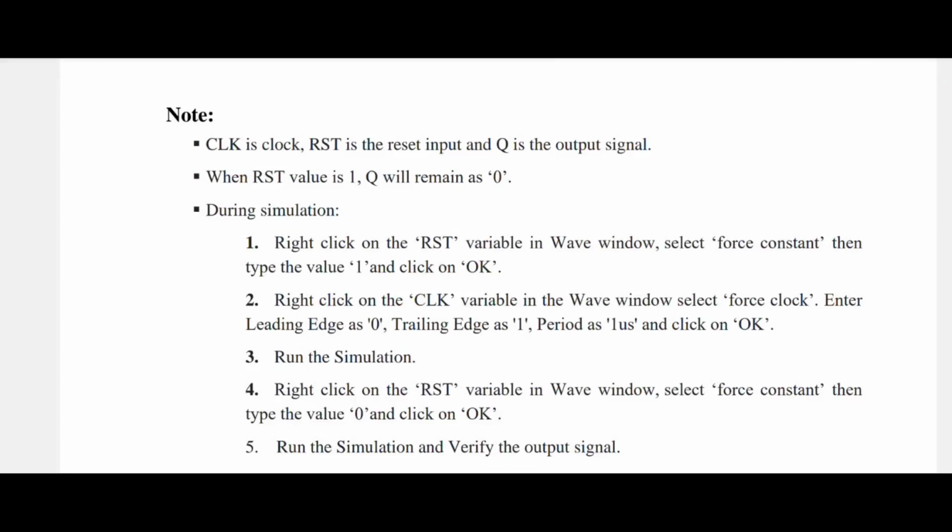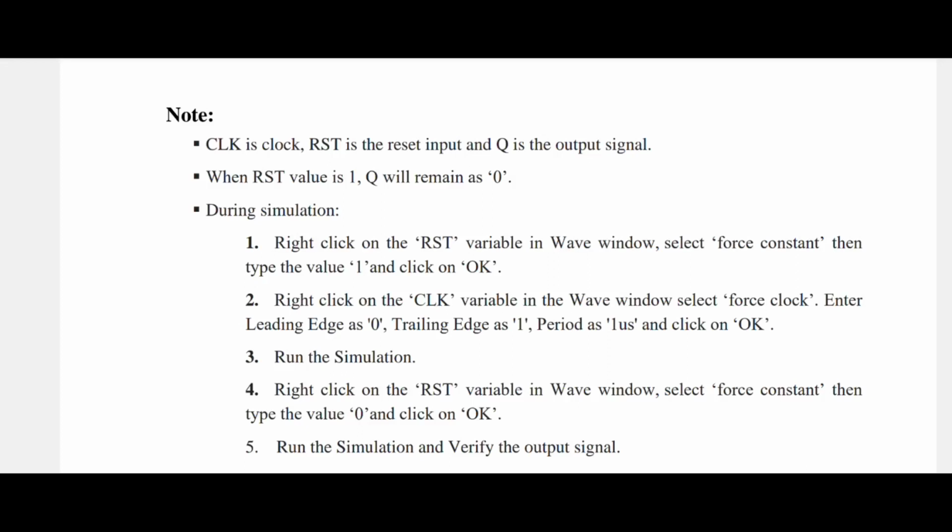When RST value is 1, Q will remain as 0. During the simulation, right click on the RST variable in the wave window, select force constant, type the value 1 and click on OK. Right click on the CLK variable in the wave window, select force clock, enter the leading edge as 0, trailing edge as 1 and period as 1 microsecond and click on OK. Now run the simulation.